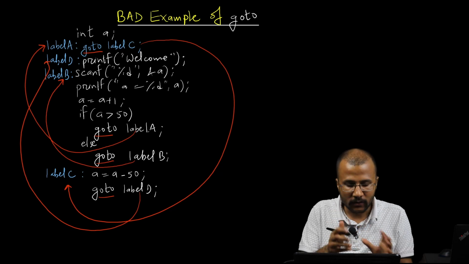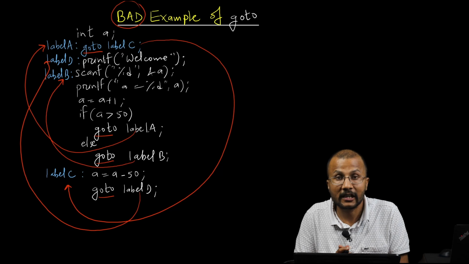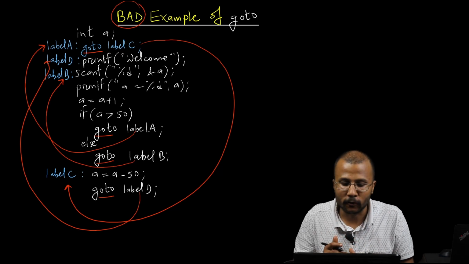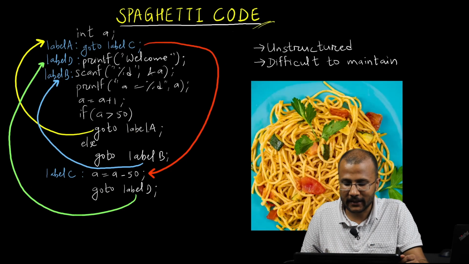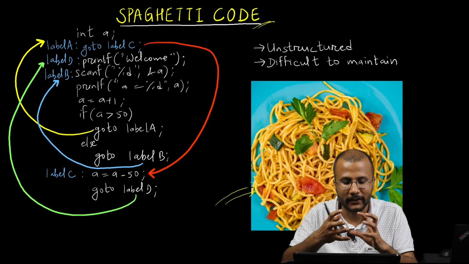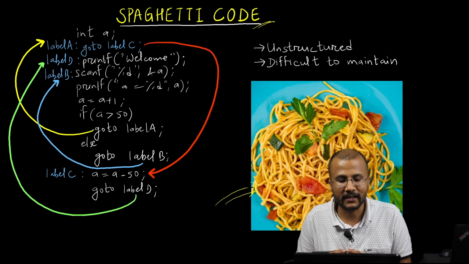Okay, so this is one of the bad examples of goto. Therefore many programmers suggest not to use goto because it makes your program difficult to maintain. Now this kind of code is called spaghetti code. It's like a spaghetti, right? So it's like a mess. The structure is spoiled, so it's very difficult to understand this kind of code.